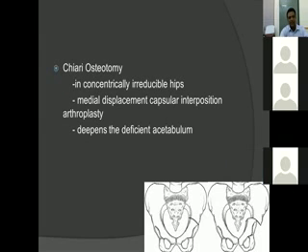When concentric reduction is not able to be achieved, one has to go for a Chiari's osteotomy, where you divide by an osteotomy above the acetabular roof, and the entire lower part is pushed medially, so that the superior portion of the ilium gives coverage for the femoral head, and it deepens the acetabulum.